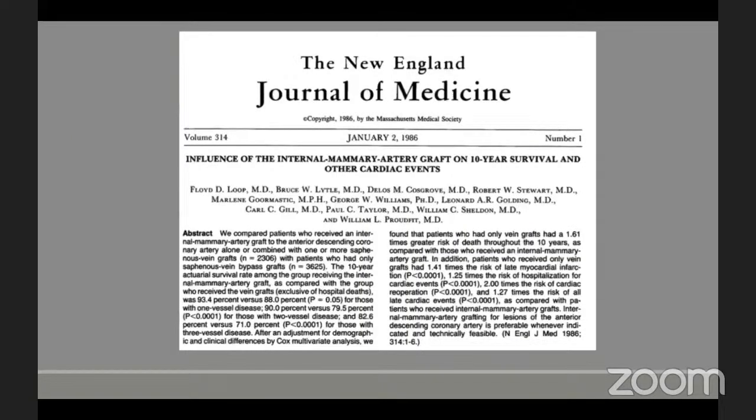Okay, in this article, "Influence of the internal mammary artery graft on 10-year survival and other cardiac events," they compared patients who received an internal mammary artery graft to the anterior descending coronary artery alone or combined with one or more saphenous vein grafts, number of 2,306, with patients who had only saphenous vein bypass graft, number of 3,625.